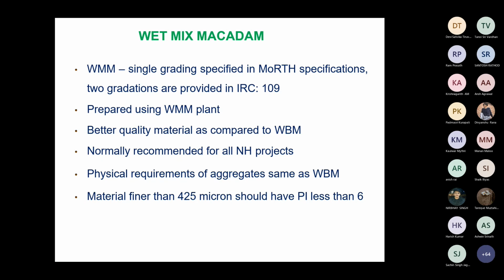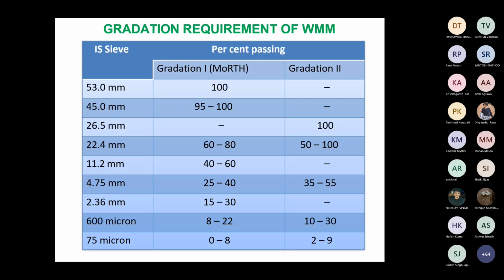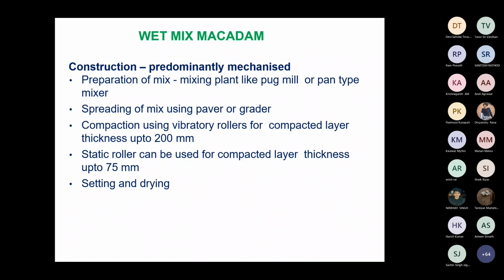So normally it's recommended for national highway projects. The physical requirements of aggregates, like properties of aggregates, are the same as WBM, and material finer than 425 micron should have a plasticity index value less than the specified limit, and this is the gradation requirement of WMM. As mentioned, in MORTH only one specification, in IRC 109 two. Earlier, MORTH also had two gradings, but now only grading one is specified. In the construction procedure, this is mostly a mechanized method.